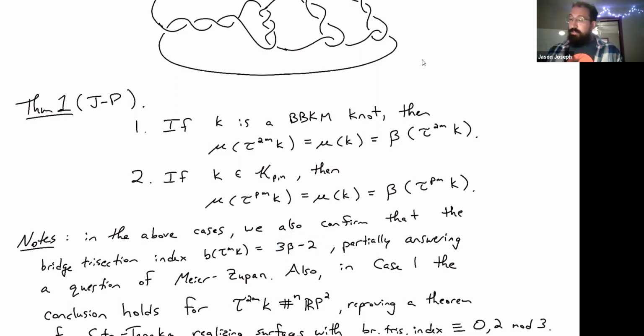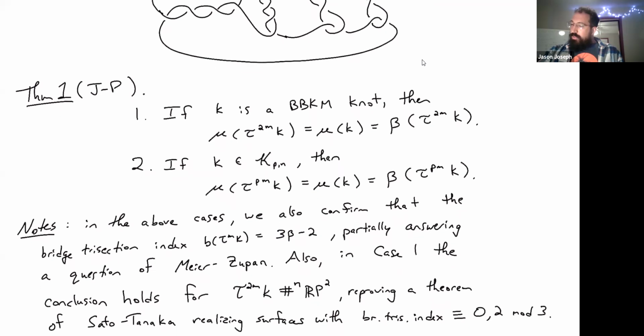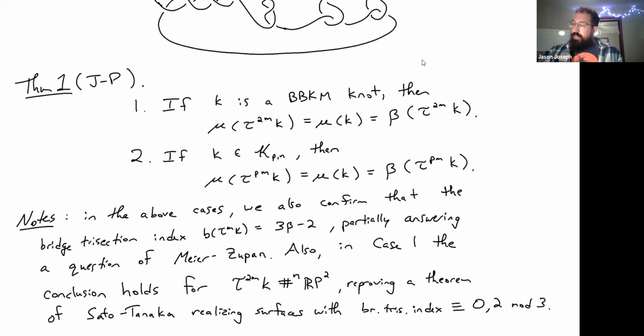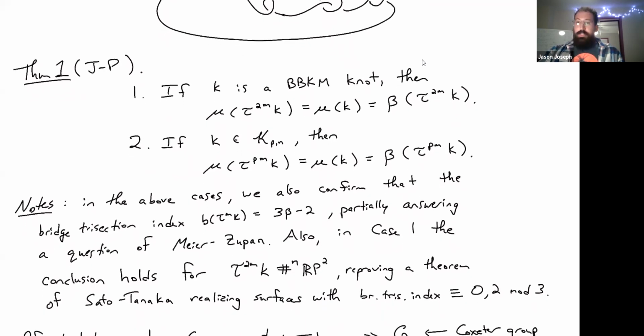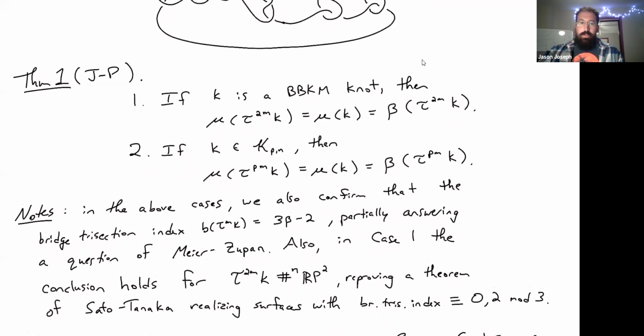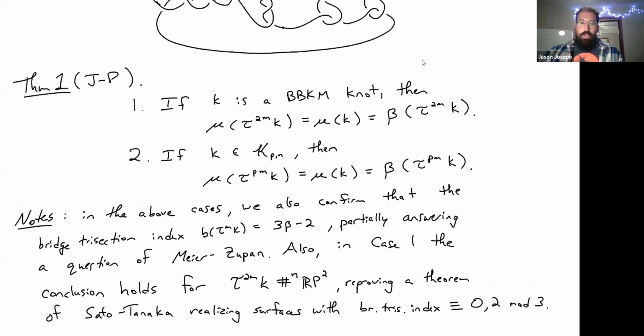So Meier and Zupan asked in their bridge trisections paper, the first one, when is that true? When you do a twist spun knot of bridge index B, what do you get for the bridge trisection index of the twist spun knot? So for all these cases, we can say you get the expected thing. Also, in the even twist spin case, the result also holds for connected summing copies of a standard RP2. And so this reproves a theorem of Sato and Tanaka.